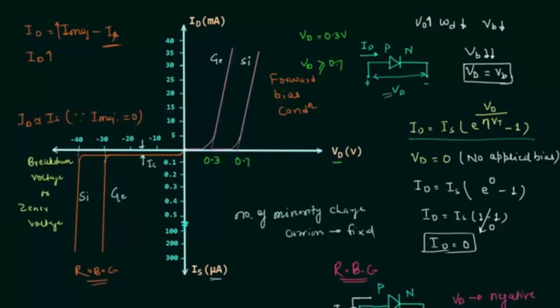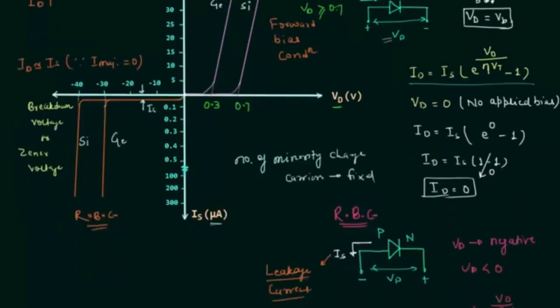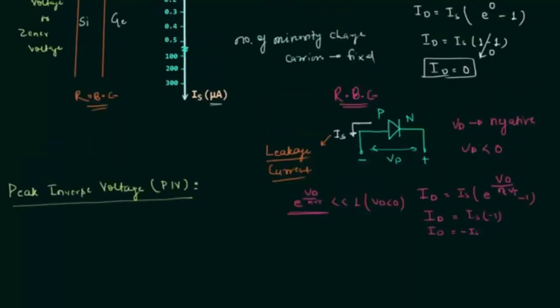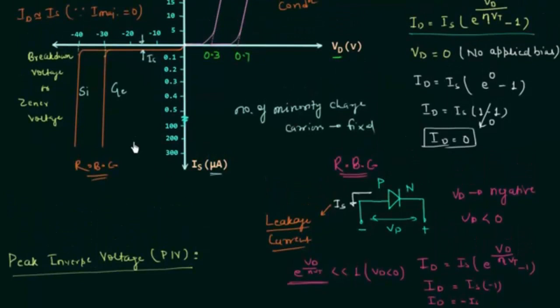And now there is one term, peak inverse voltage. Let me write this down. Peak inverse voltage, and this is the last point in this lecture. What is peak inverse voltage? It is the maximum reverse bias voltage that can be applied across the diode before entering the Zener or breakdown region. So this is the maximum value of reverse bias voltage that we can apply across the diode before it enters the breakdown or Zener region.